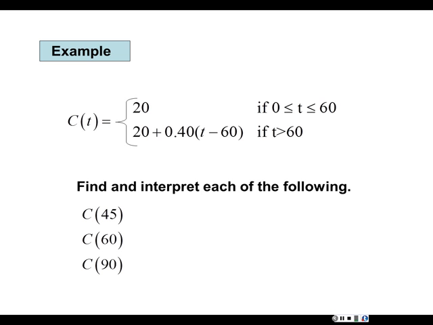And the interesting one is, how about C of 60? Is it the first equation or the second equation? It's definitely the first equation, because this is smaller or equal. Anything larger than 60 will fall into the second category. So C of 60 is still 20.